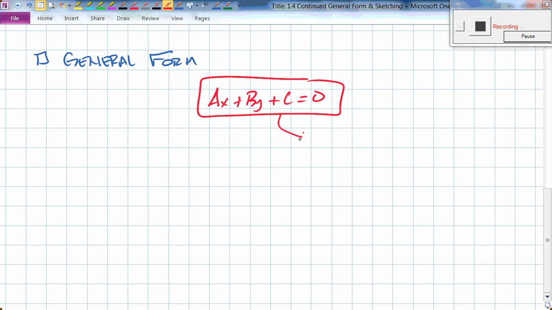So the question then is, okay, what good does this form do for us? This form is really good at making quick sketches using intercepts.